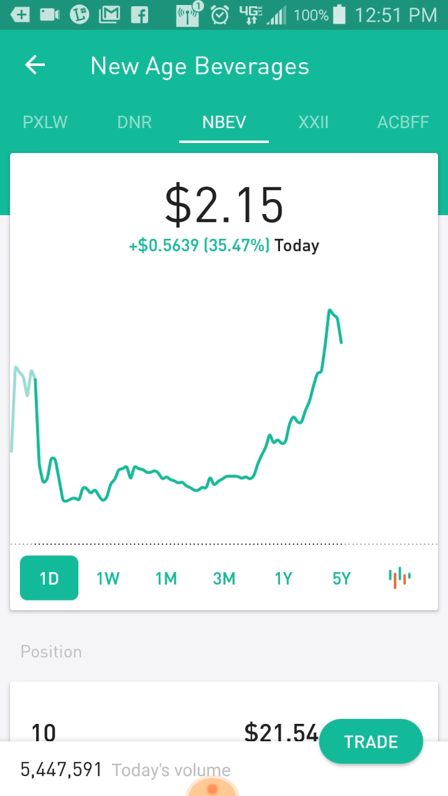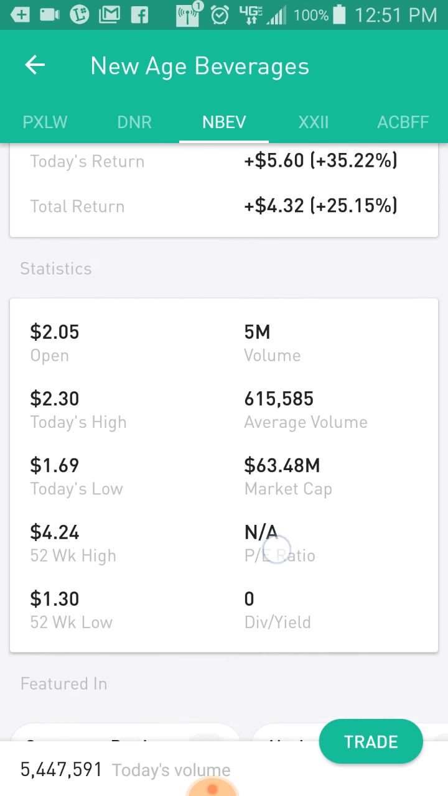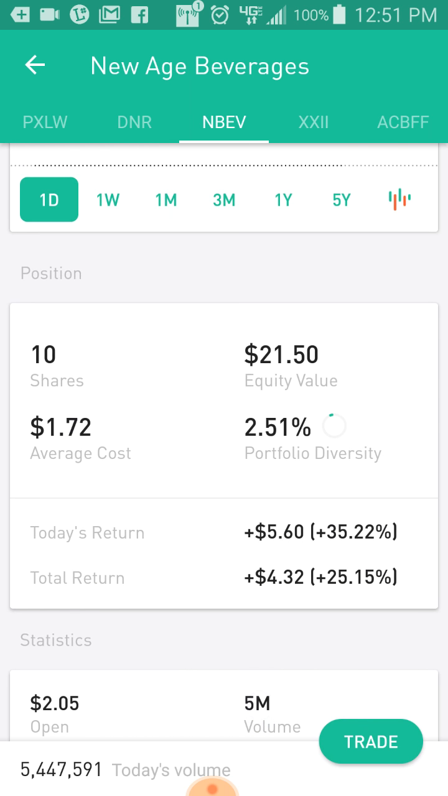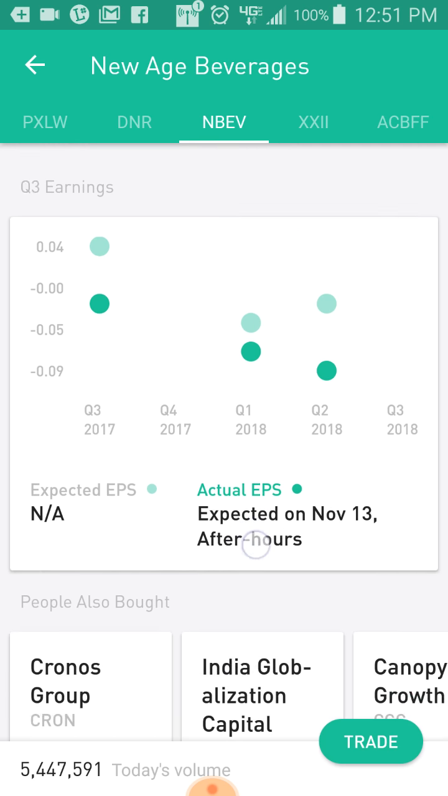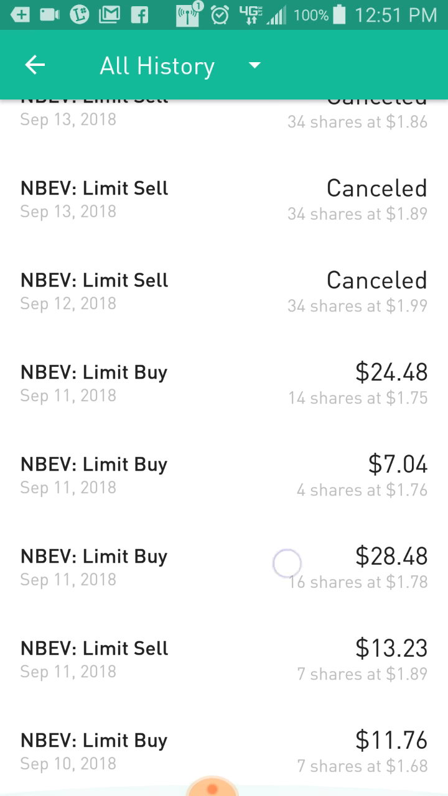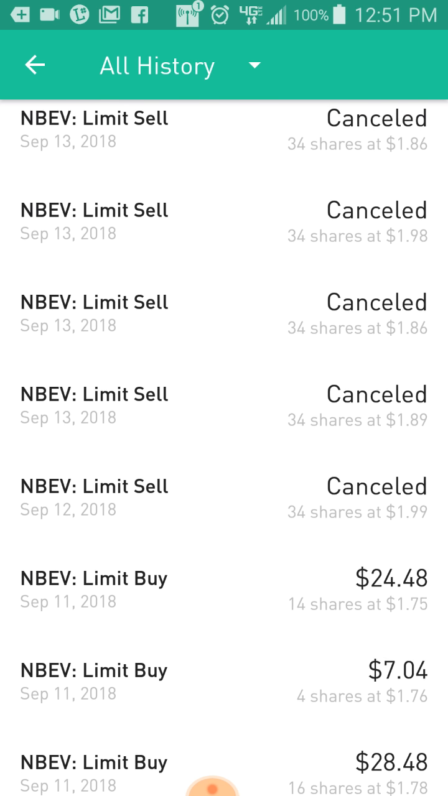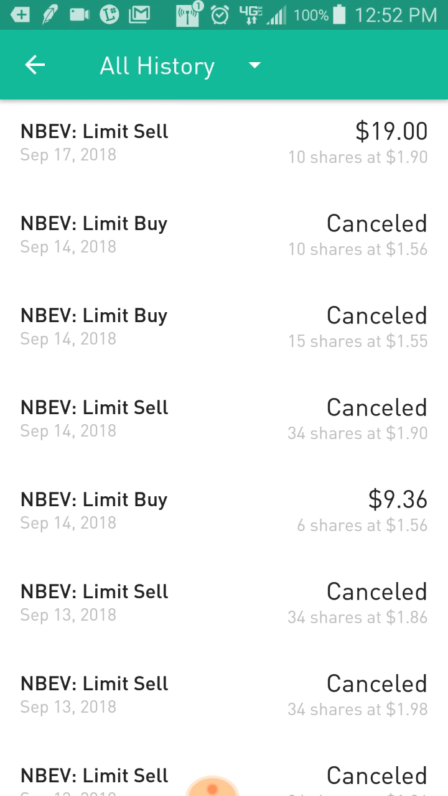And as you can see throughout the day, it's had quite a bit of activity, and I just want to show you what my average cost is here, $1.72. So let's go right here and look at the history. As you can see, I've traded this a decent amount of times, but my most recent activity is right here.